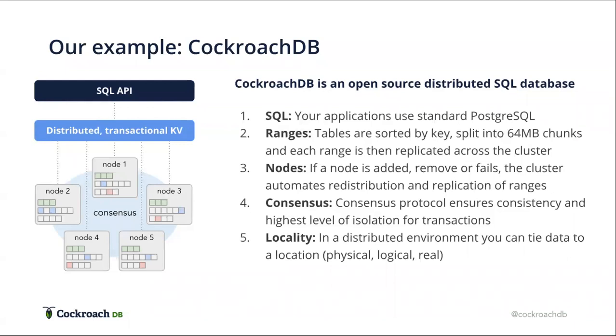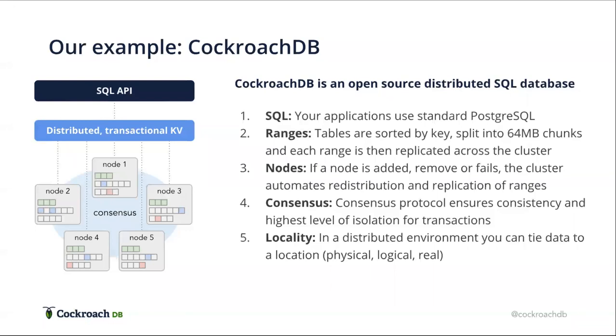Your applications can talk to it as if it was Postgres, but all of your tables and all of your data is going to be sorted by key and split into chunks. And those chunks, called ranges, are then replicated across the cluster so that there are multiple copies of them. As nodes get added to or removed from the cluster, all those ranges will get automatically rebalanced. And we use a consensus protocol to ensure consistency and strong levels of isolation between transactions.